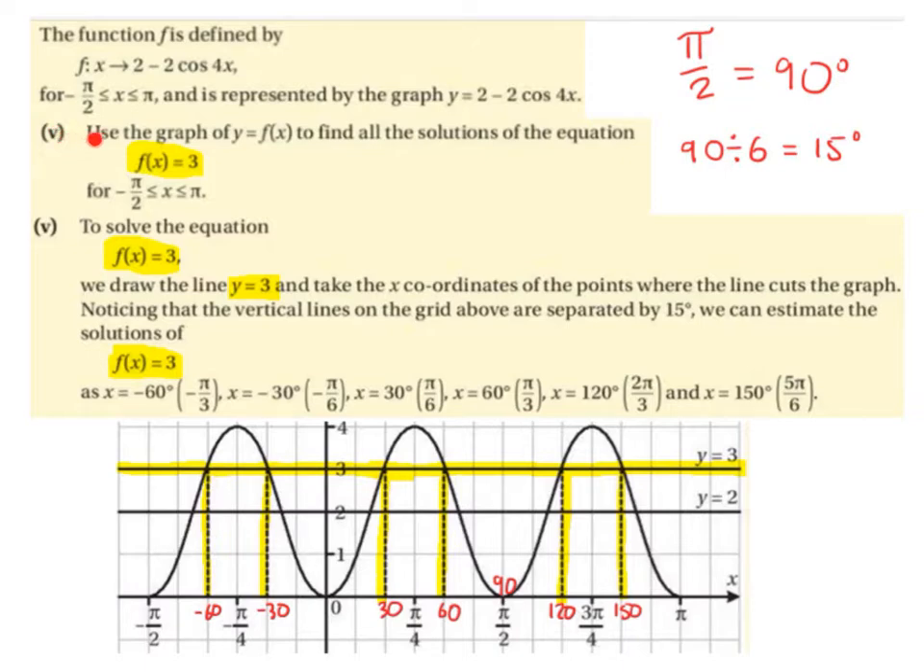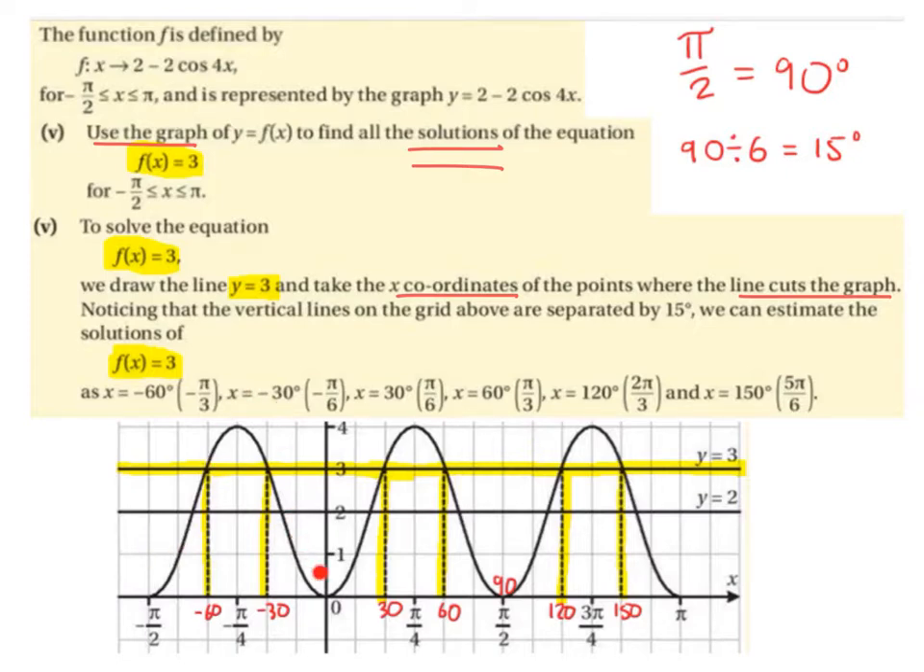So part 5, use the graph y equals f of x to find all the solutions of the equation f of x equals 3 for x values greater than or equal to minus pi over 2 and less than or equal to pi. By use the graph, they mean they want us to actually draw on the graph. So to solve the equation f of x equals 3, we draw the line y equals 3 and take the x coordinates from the points where the line cuts the graph.